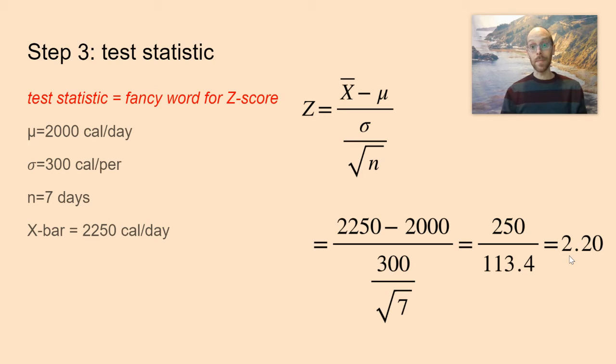Let's think about what this means. This is saying that the amount that we ate over these last 7 days is 2.2 standard deviations greater than what you would expect if we were eating a normal amount. Okay, so that's a pretty big z-score, right? Well, what do we do with that?